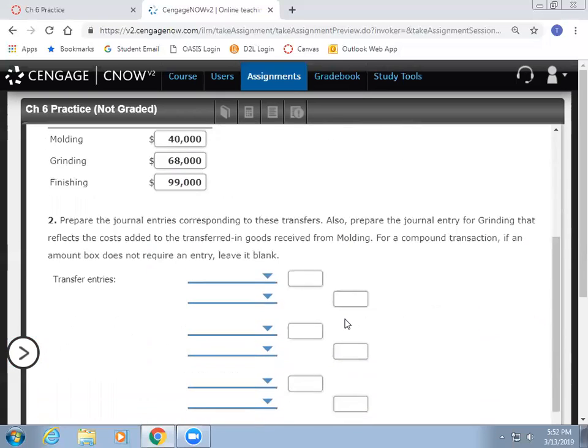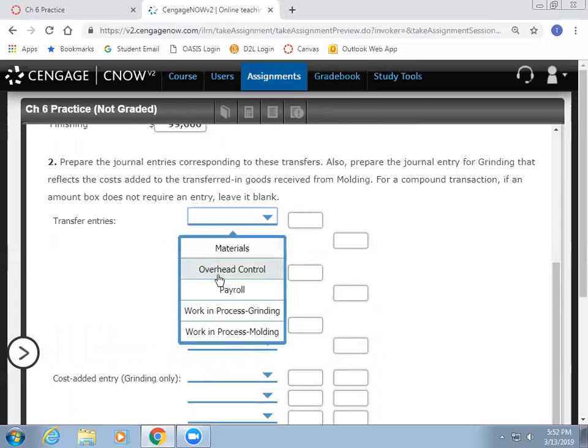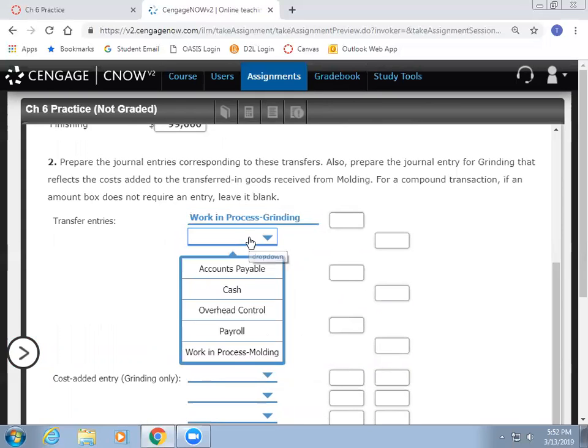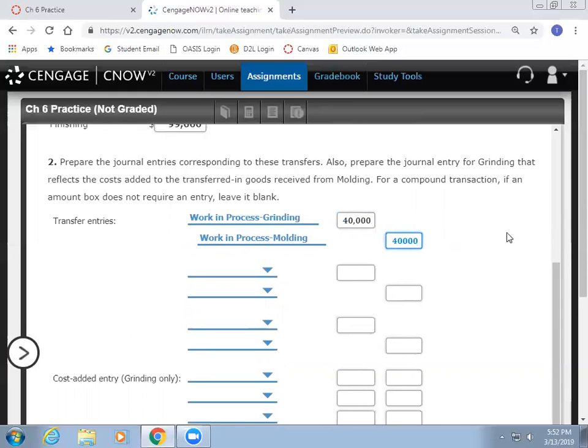And then if you scroll down, it just wants us to do the journal entries first, and then we'll do cost added here in a minute. But to journalize those, again, they're typical work in process accounts. So when costs go in, we debit. When they're transferred out, we credit. So the first one we would want to do is show costs going from molding into grinding. So I would debit my work in process for grinding and credit work in process for molding for that 40,000. So that 40,000 cost was transferred out of molding into grinding.